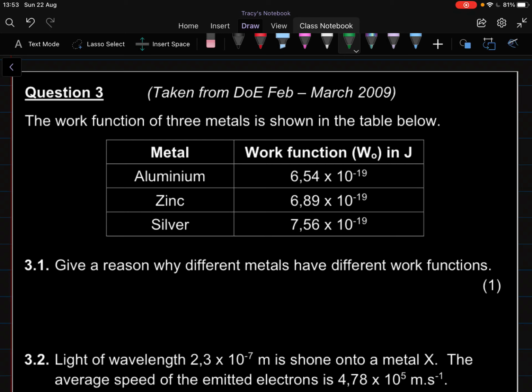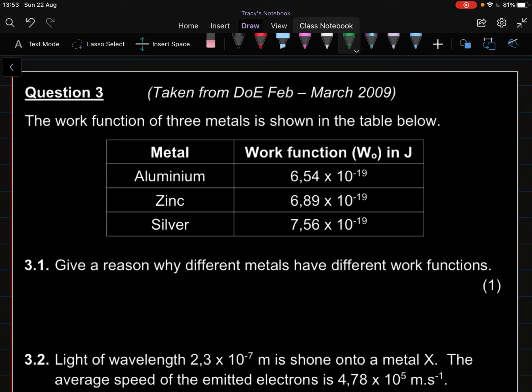Okay, question 3 of the photoelectric effect, which was taken from the February-March paper, so the supplementary paper from the Department of Education in 2009. They tell us the work function of 3 metals is shown below. So you've got aluminium, zinc, silver, and generally when they give you a set of things like this, it means we're going to have to compare them or make a decision or something about this.